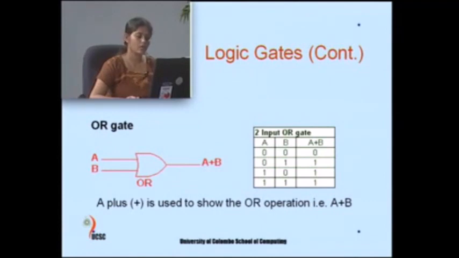The next one is the OR gate. Here also we are going to have two inputs, and a plus is used to show OR, that is A plus B, and the truth table is given here. The OR gate is an electronic circuit that gives a high output 1 if one or more of its inputs are high.